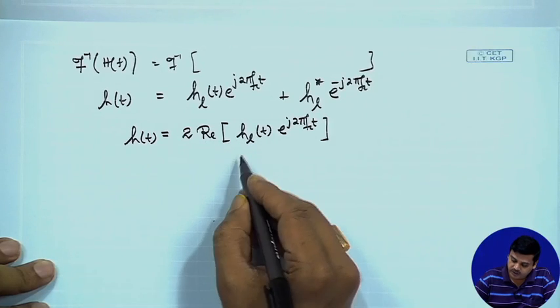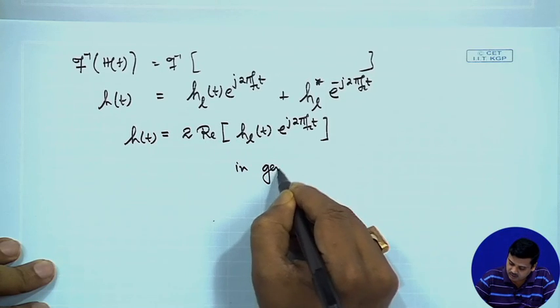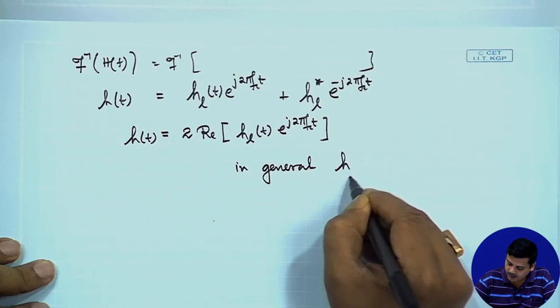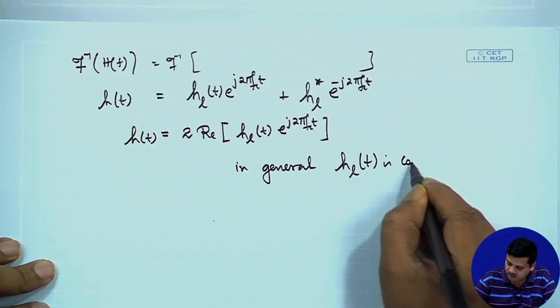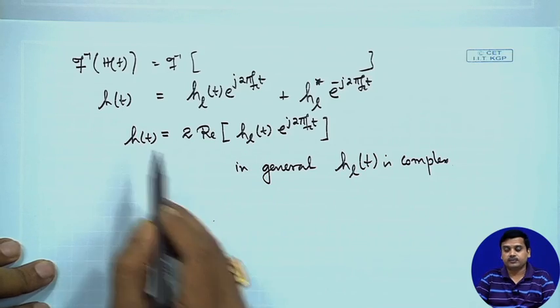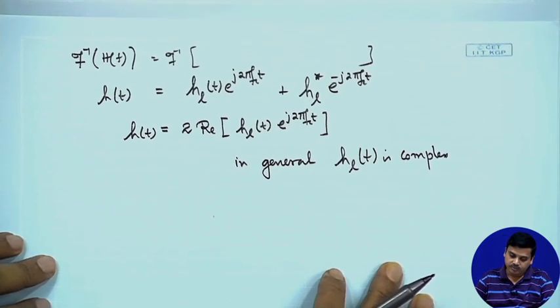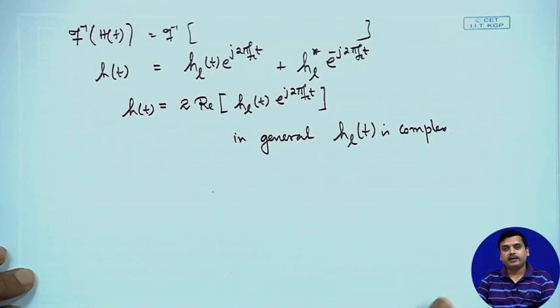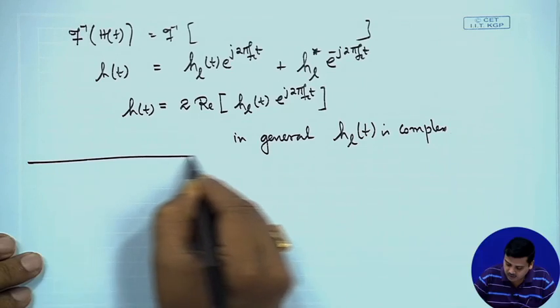Since we have got this relationship, at this point we would like to recall that, similar to what we did earlier, in general we should say h_L of t is complex. We have not said anything about h_L of t; we have said h of t is real, we have not said h_L of t would be real. So, in general it is complex, and when you handle complex signals you will get to see how we get h_L as complex. So, that we are going to proceed with very soon.